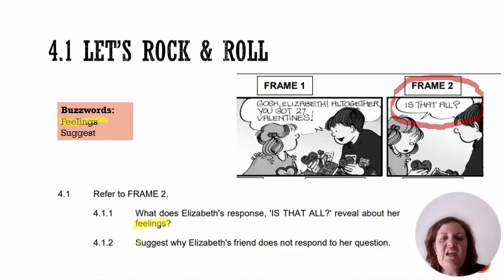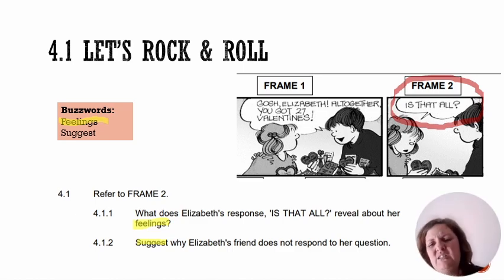4.1.2. Suggest why Elizabeth's friend does not respond to her question. All right? So let's just look at the question word here, suggest. That means that you have to tell me what you think. If I say, suggest why this lesson is boring, then you're going to tell me that you think I don't change my voice enough, or I don't look cool in the pictures, or my slides are boring, right? So suggest what you think about why Elizabeth's friend is not responding to her question.